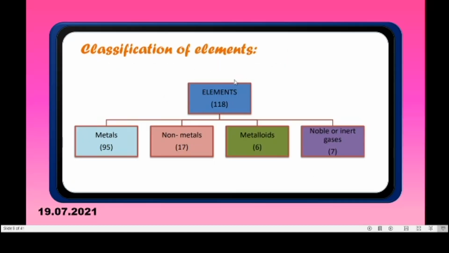So the elements are classified into 4 types based on their properties, that is metals, non-metals, metalloids, and noble or inert gases. Totally we have 118 elements. 95 elements are metals, 17 elements are non-metals, 6 elements are metalloids, and 7 elements are noble gases.